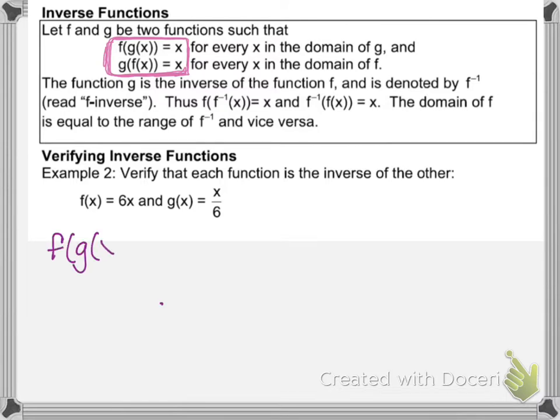So f of g of x says that I need to look at my f function first, okay? So I'm going to go look at my f function, and I need to erase all the x's. So this x right here in my f function, I'm going to make it disappear because I need to replace it with the other function. So 6, erase the x, and replace it with the other function, which in this case was x over 6.